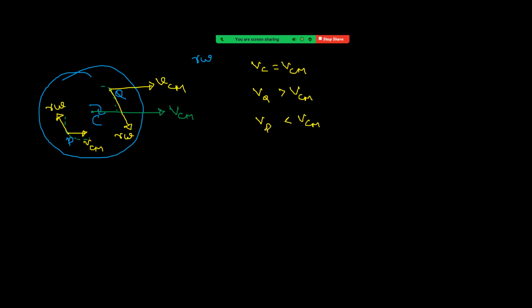So from this we can say VQ is greater than VC and VC is greater than VP, right? So we are focusing on the resultant of the velocity due to translation and due to rotation. Now see which is the correct one.